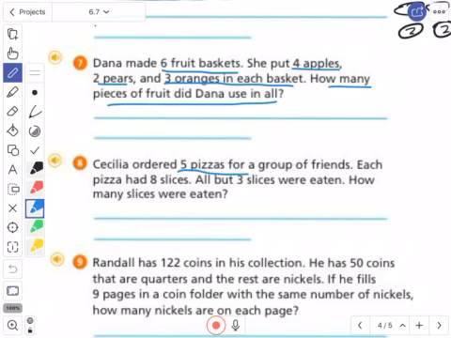Cecilia ordered 5 pizzas for a group of friends. Each pizza had 8 slices. All but 3 were eaten. Okay, how many were eaten? Okay, so I think I know what I have to do first.